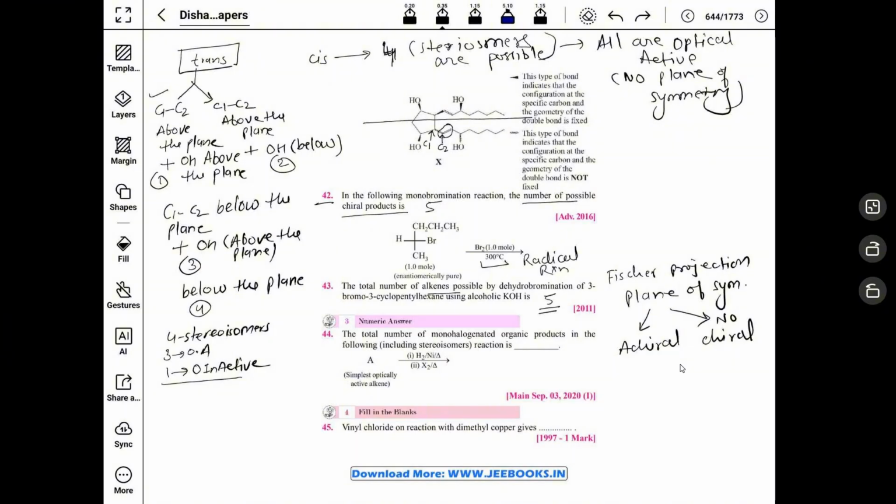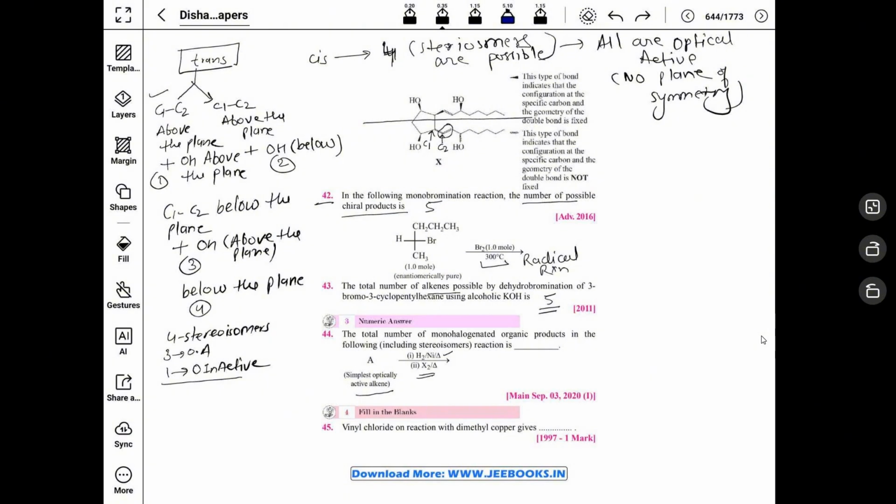Answer will be 5. Question number 44. The total number of mono-halogenated organic products, including stereoisomers, in the following reaction is. So what they are saying: simplest optically active alkene. We have to take the simplest optically active alkene. And then the first reaction is a hydrogenation reaction. It means this alkene will give hydrocarbons. And second is a halogenation reaction.